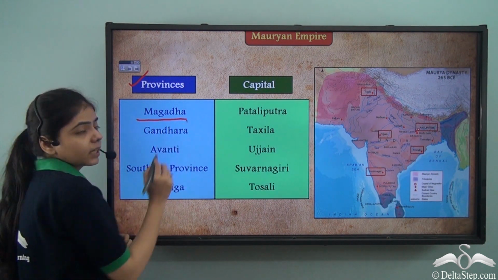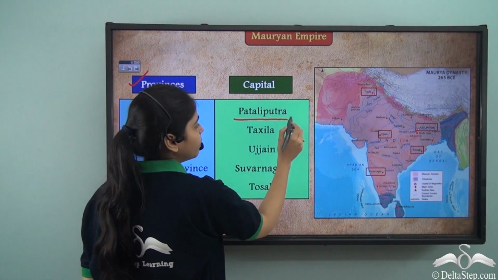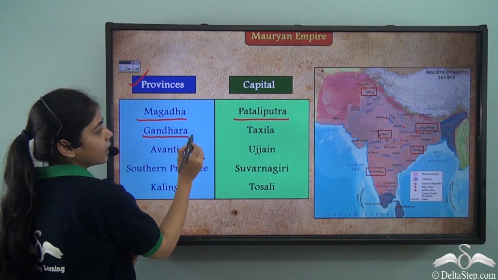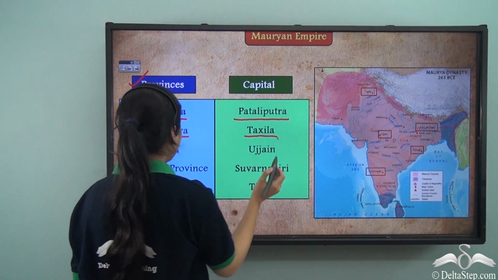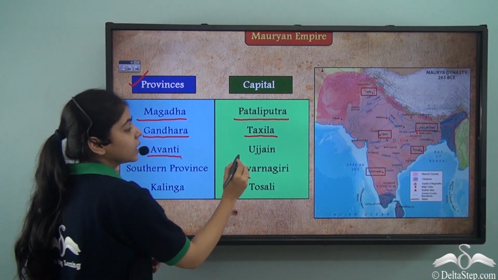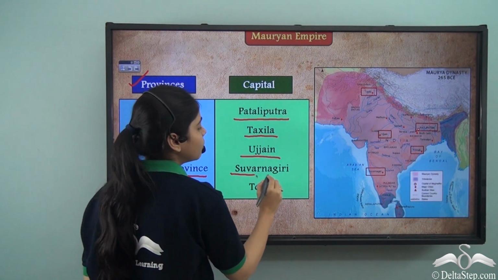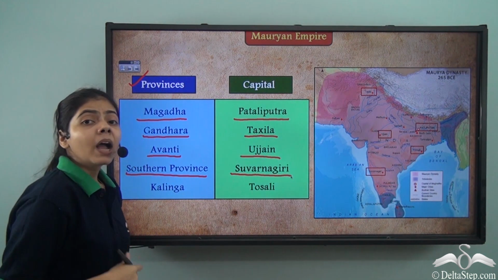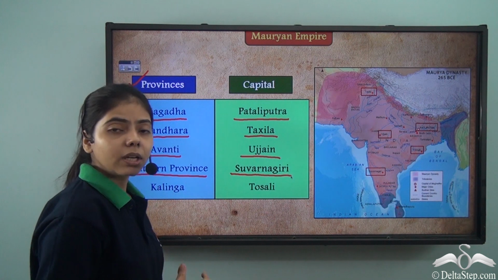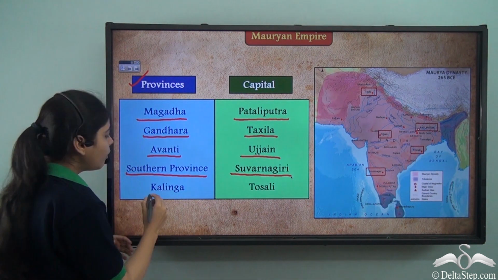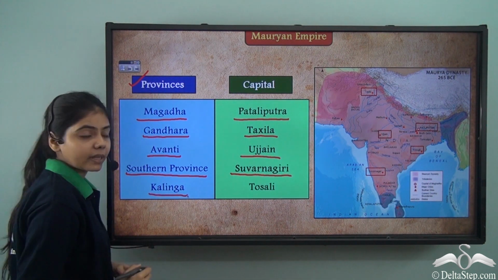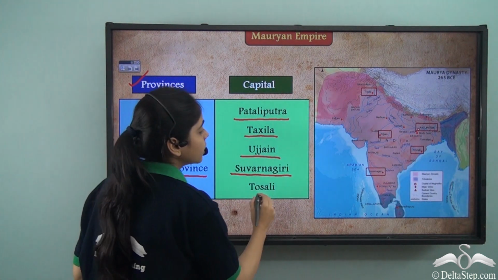First one was Magadha, whose capital was at Patliputra. Then we had Gandhara, whose capital was at Takshila. We had Avanti, whose capital was at Ujjain. And we had the southern province, whose capital was at Swarnagiri. After Kalinga was conquered by Ashoka, Kalinga was added as the 5th province, whose capital was at Tosali.